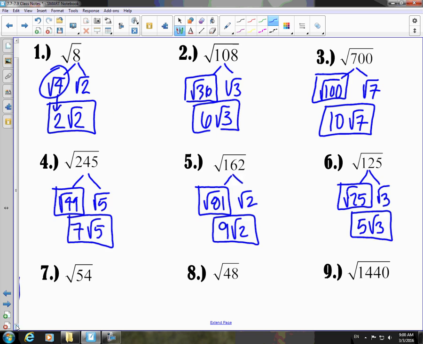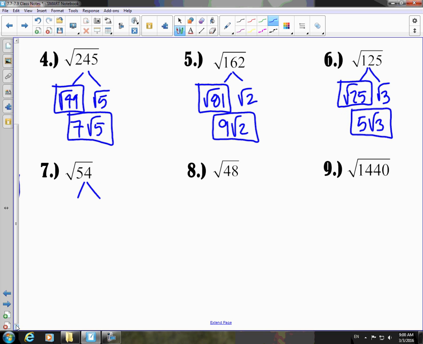If I keep going here, number 7, I would say that, oh, square root of 9 goes in there and then 6 times. 9 is off of my list, so that simplifies to 3. Then I have the square root of 6. Number 8.